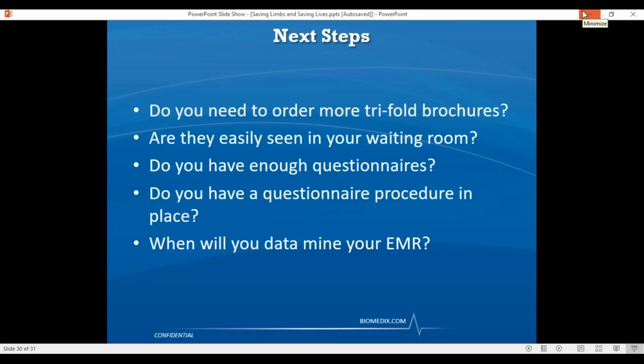Let's also consider your questionnaire procedure. Who is responsible for handing them to your patients? The front desk staff or the medical assistant? Ensuring you have a process in place will be a tremendous benefit in making sure that all of your patients are filling out the questionnaire.